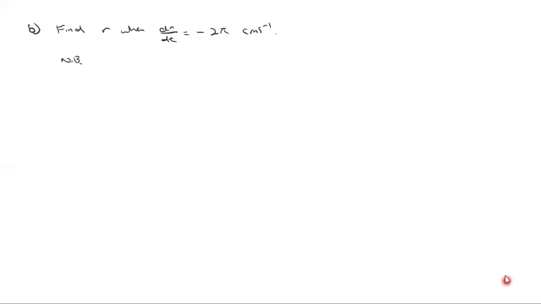Note, we already know that dV/dt equals 4 pi r squared dr/dt, and we also know that this is equal to negative 200. So now we just sub things in. We want to find r when dr/dt is negative 2 pi, so we have 4 pi r squared times negative 2 pi equals negative 200, and we just solve for r.